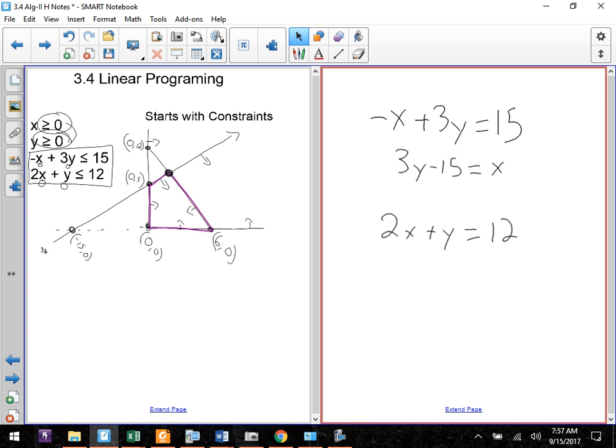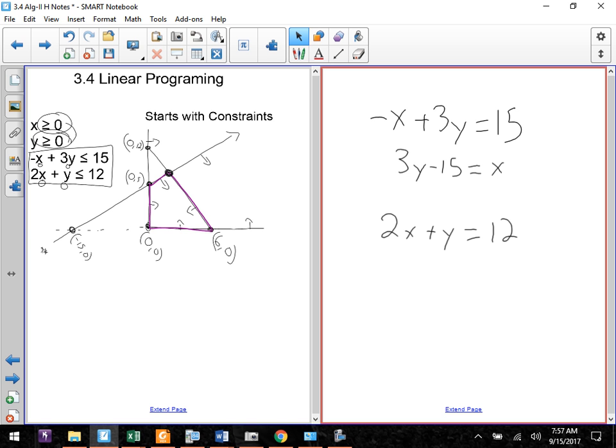Do I have to use that method? No. Could I multiply the top one by 2 and just add them together? Absolutely. That would work as well. But for some reason, whenever I see a negative variable with a coefficient of 1, I'm always thinking, oh, I'm just going to move it and use substitution. Don't know why, just how my brain is wired.